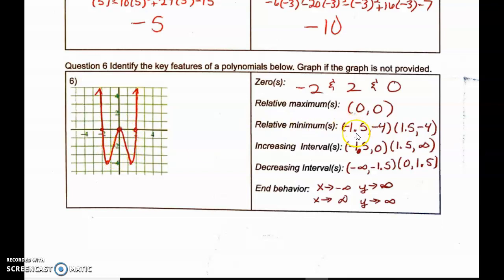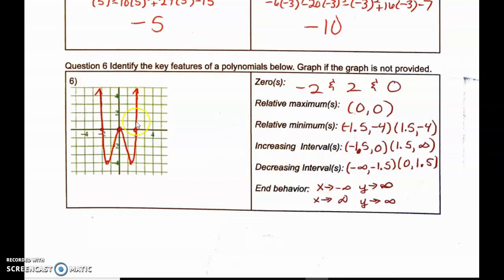I have 2 relative minimums, and if your decimals are slightly different, that's okay. We're just approximating. That's where the function changes from decreasing to increasing. So here, this U, and then this U over here, it changes from decreasing to increasing. So those are 2 relative minimums. They define really my intervals of increasing and decreasing.